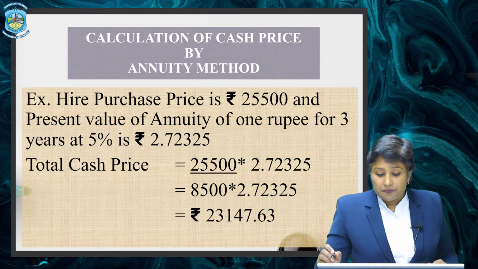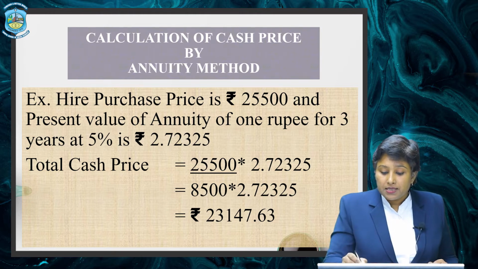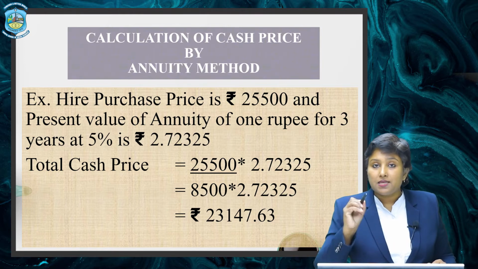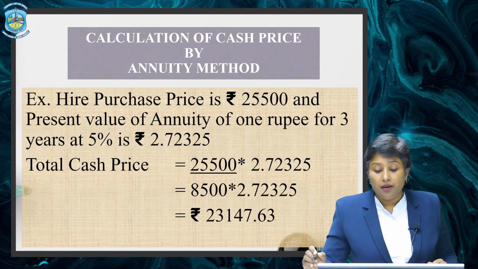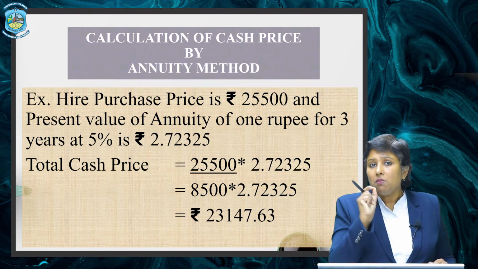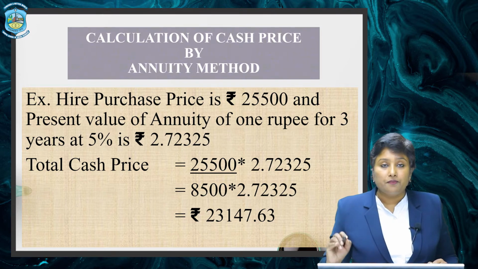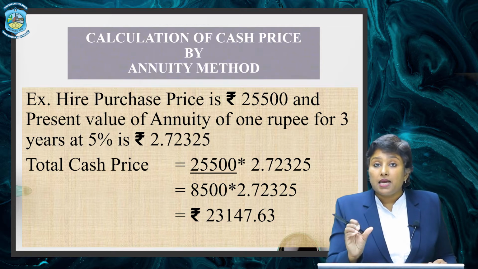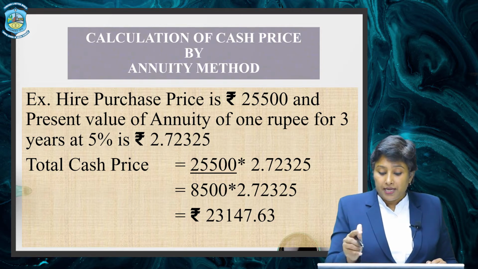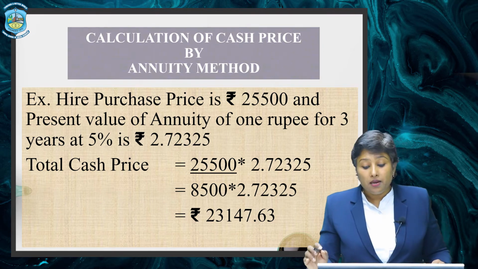Now as per the formula, I said hire purchase price upon the number of installments multiplied by the annuity rate. Alright, so now here the amount of hire purchase price is simply divided by the number of installments, that is 3, which gives us the value 8,500, and this 8,500 is the amount of 1 installment which is now multiplied by the annuity rate given, which is 2.72325. This gives us the entire cash price, the whole amount of cash price of this hire sale system, which is 23,147.63.